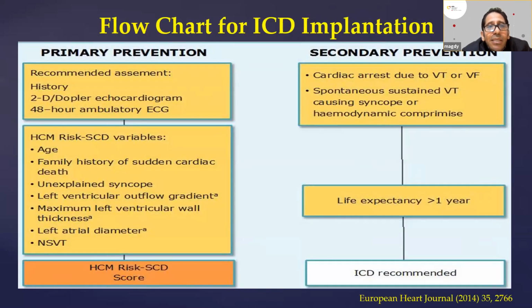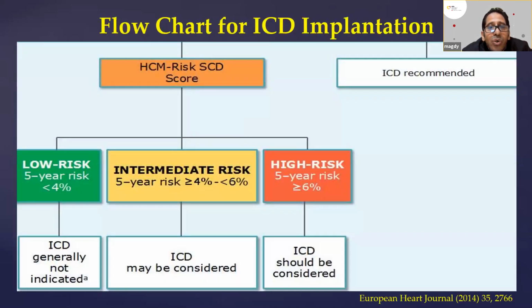So again, this slide shows the flow chart for the indications for ICD. Secondary prevention is very important in patients who develop cardiac arrest due to VT or VF, or spontaneous sustained VT causing syncope or hemodynamic compromise. If the patient's life expectancy is more than 1 year, ICD is highly recommended. And if we use the estimation by the score according to the ESC recommendation, this flow chart for ICD implantation can be recommended.